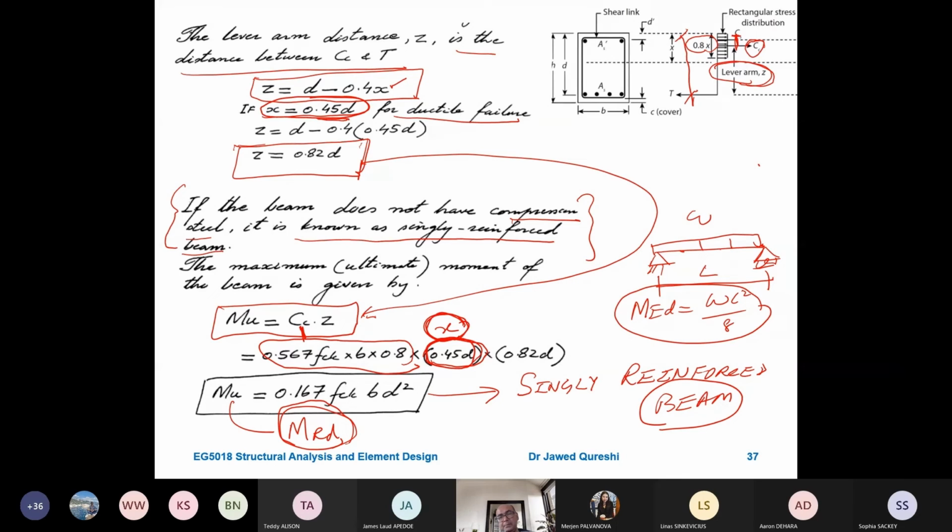But if the applied moment is greater than MRD of a singly reinforced concrete beam, then you design it as a doubly reinforced concrete beam. Then you add compression bars. Now here you would say, why don't we change the width of the beam? Sometimes because of architectural conditions, we are limited in terms of increasing the width or depth of the beam.